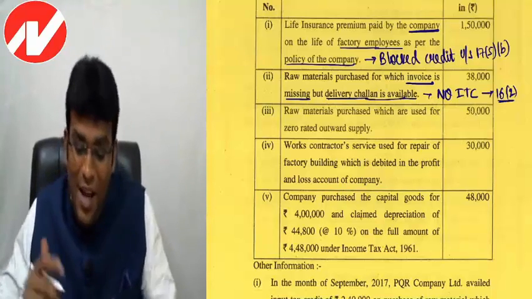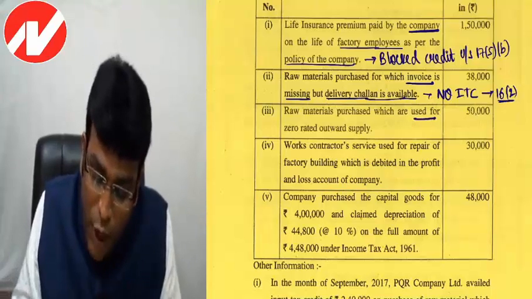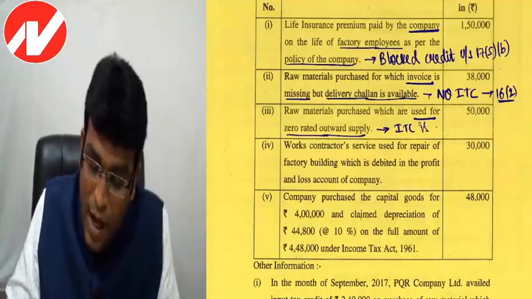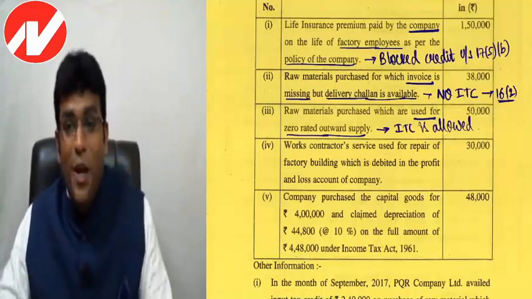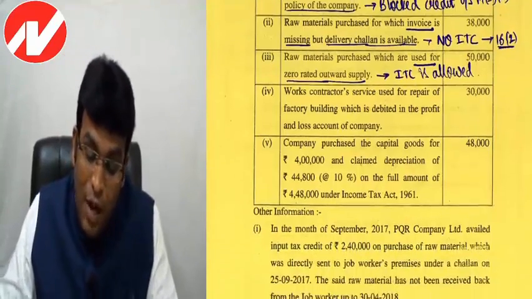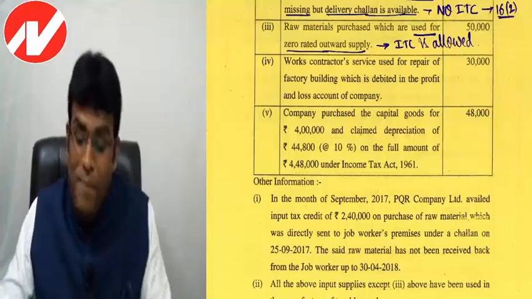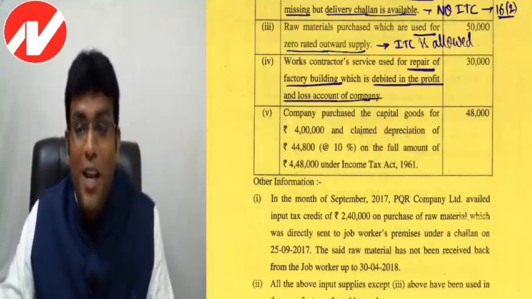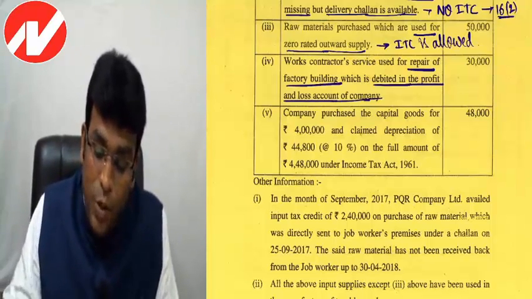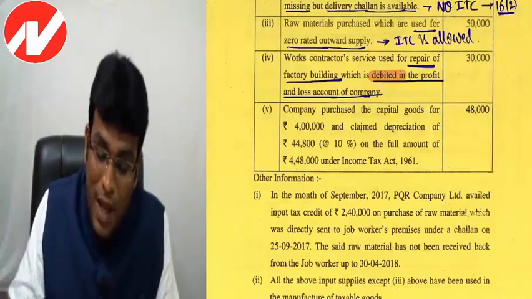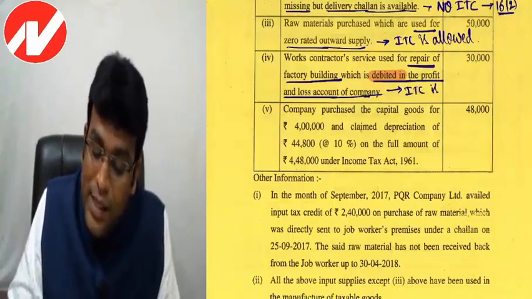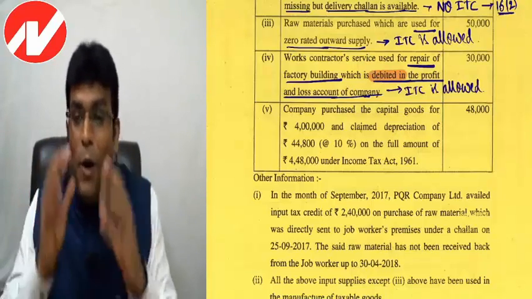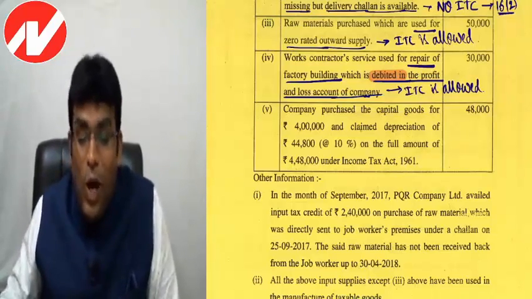Clear, friends? Next line. Raw material purchased which is used for zero rated outward supply. If it is zero rated outward supply, 100% ITC is allowed, my dear friends. No doubt about it. Then works contract service used for repair of factory building, which is debited to P&L account. Very interesting word. The word used is debited to P&L account. My dear friends, my answer is ITC is allowed. I'll tell the reason why. Because we have got a point under 17(5) clause C.